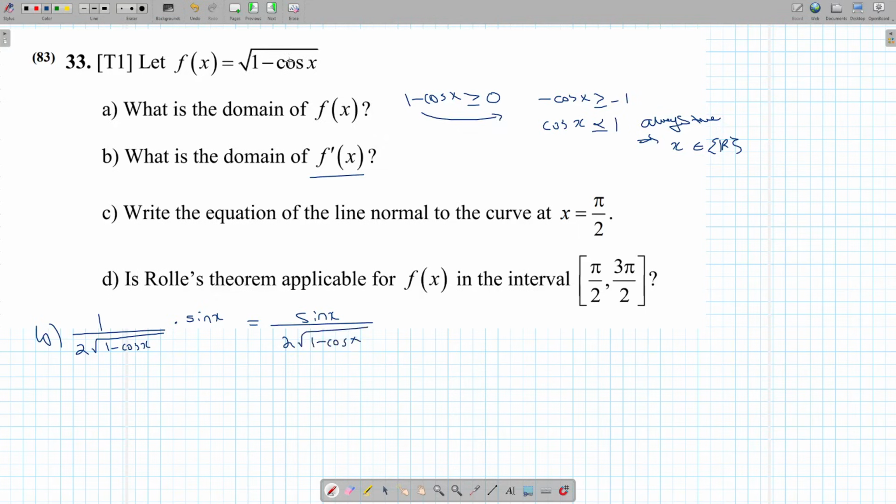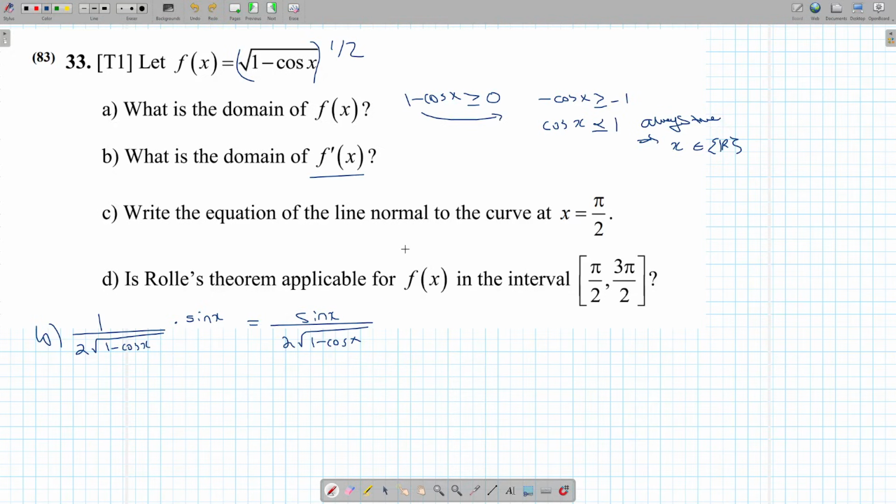How did I do this? I simply changed 1 minus cosine x to the power of half, and then multiplied by the half, subtracted 1 by the power, so I took it down because it became a negative power, and multiplied by the derivative of what's inside. The derivative of 1 is 0, the derivative of negative cosine is sine, because derivative of cosine is negative sine, so negative cosine will get you positive sine. So this is the derivative.